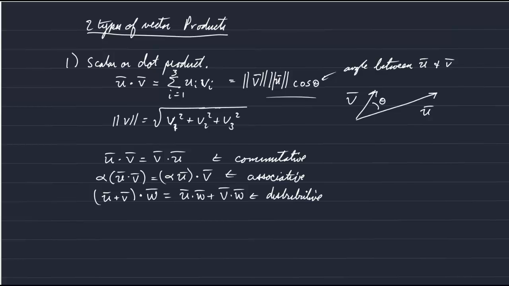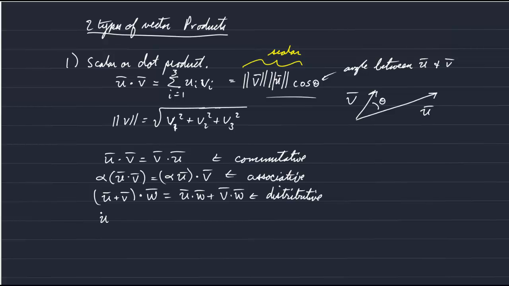And I did want to emphasize, I don't remember if I stated explicitly, that the dot product of two vectors yields a scalar quantity. It's just a number. It's a scalar quantity.